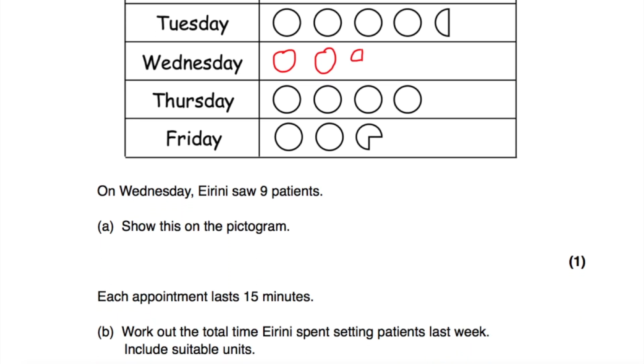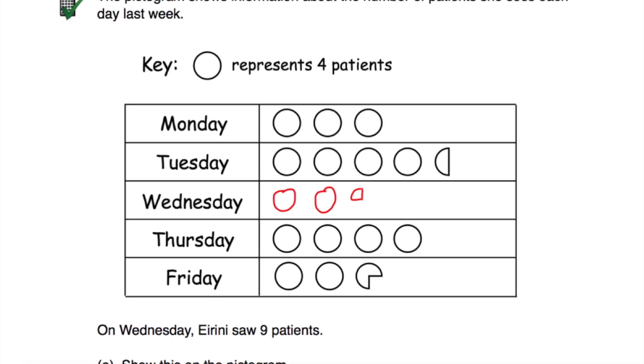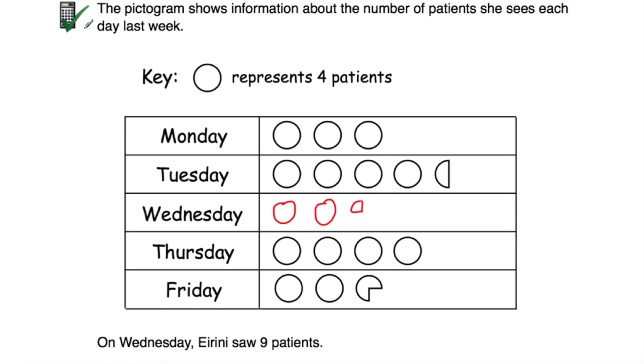Okay, next, we're then told that each appointment lasts 15 minutes, and we've been asked to work out the total time Irene spent seeing patients last week and to include suitable units. So when each appointment lasts 15 minutes, let's find out how many appointments she had last week altogether, and then multiply that by 15. That'll be how many minutes she spent seeing patients.